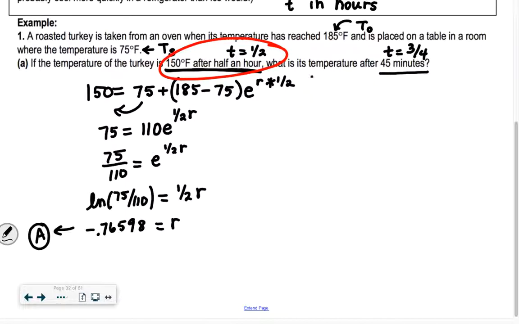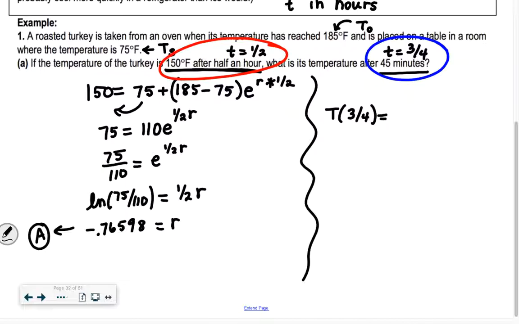Okay, second part of the problem. Well, what's its temperature after 45 minutes then? So we say, well, T of 45, or 3/4, I guess, the temperature after 3/4 of an hour. And most of these numbers are the same. So I still have my 75 plus my 185 minus 75. But now I know what my r is. So r is that A value I stored. And my time is no longer 1/2. Now what's my time? 3/4, right?